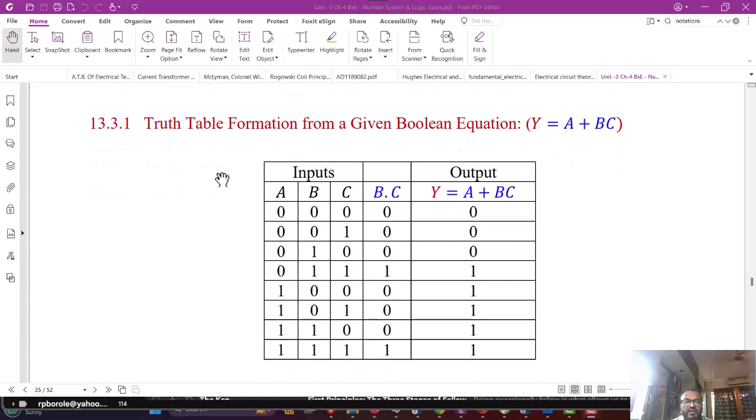The truth table formation from the given Boolean expression. Let us see, Y is equal to, suppose given as A or B C. And how to form the truth table?